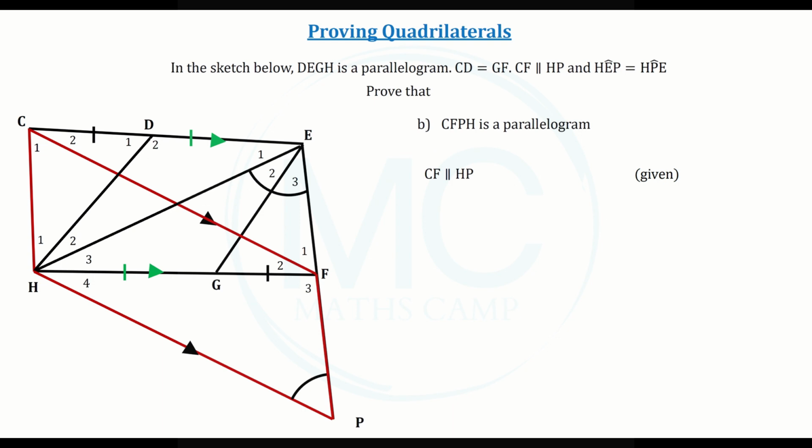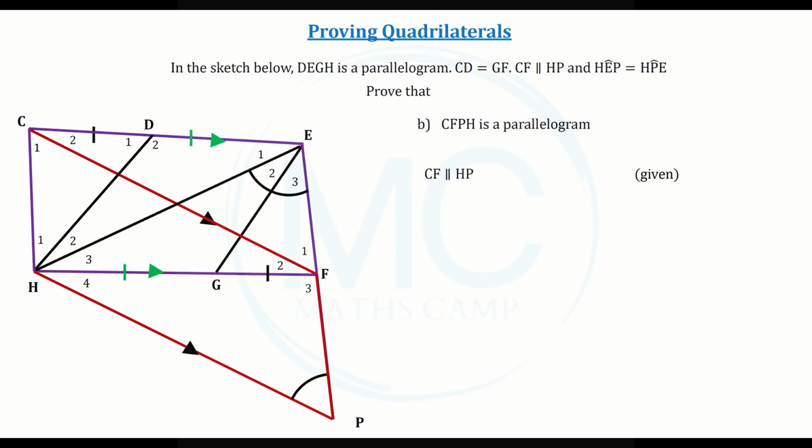Now we need to prove that these two sides are also equal in length, or we need to prove the other pair of opposite sides are also parallel. Always keep in mind that we can use our answers to one part of a question to help us solve the next part. In part A, we proved that CEFH is a parallelogram.